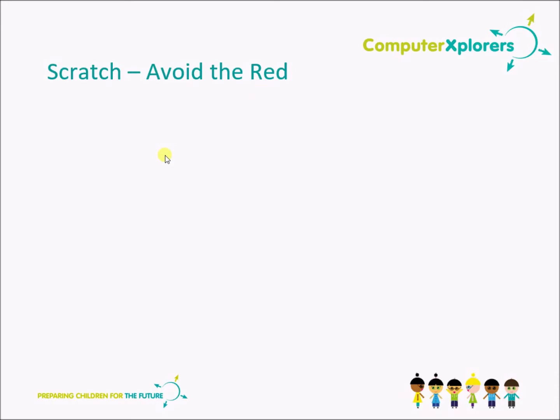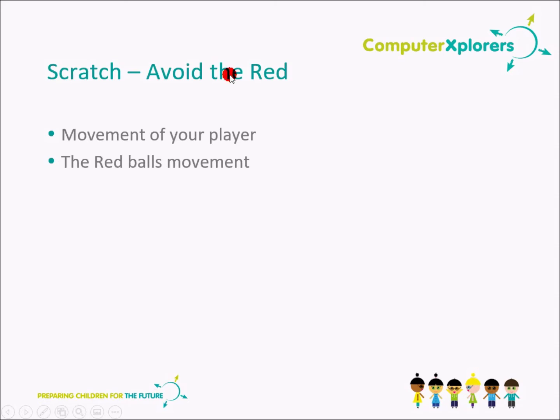So having seen the demo of the game, let's break it down into the various different sections so that we can work on one at a time. So, first off, we've got the movement of your player, the cat. Then we've got to look at the way that the red balls move, and obviously there are a few of them, so it's going to be slightly complicated to get those working, but there is a fair amount of duplication, so that's not so bad.